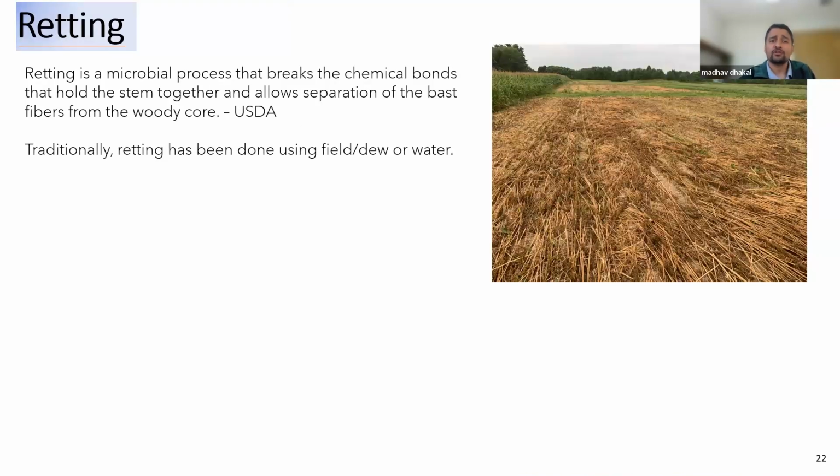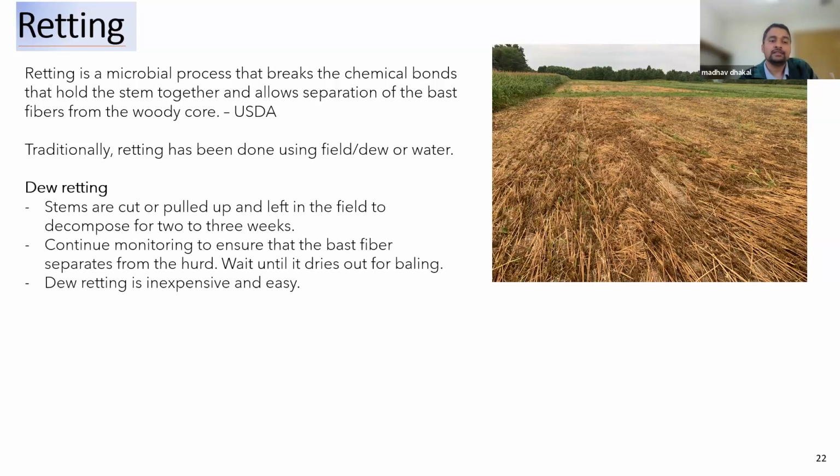Retting is the microbial process that breaks the chemical bonds that hold the stem, the woody core, together, and allows the separation of the bast fibers from the woody core. Traditionally, retting can be done by using field retting. We call it dew retting and water retting. Usually field retting is the one growers are using here. Water retting is not something we see here in the US, but in some Asian countries, we can still see retting of hemp by using fresh water.